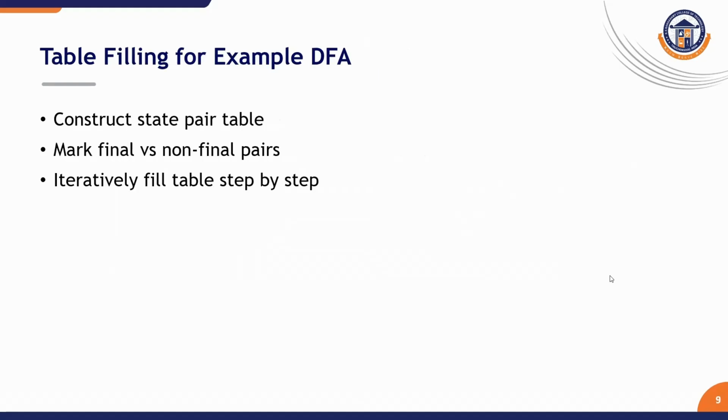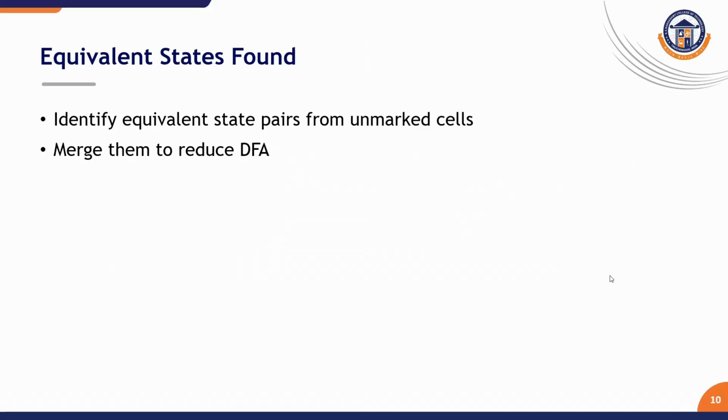Now, the table filling method, how it works. Here's the state pair table for the DFA. First we mark all the final versus non-final pairs. Then we iteratively check transitions to complete the table. Next, how the equivalent states are found. After filling the table, we identify the unmarked pairs. These states are equivalent, and by merging them, we obtain the minimized DFA. The minimized DFA can also be obtained by using the JFLAP tool.